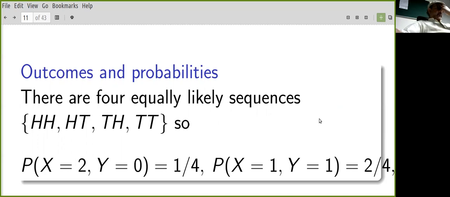So then we can get the values for the joint PMF. F sub xy of 2, 0 is a quarter. F sub xy of 1, 1 is a quarter plus a quarter, 2 quarters. F sub xy of 0, 2 means 2 tails and no heads. That's equal to 1 quarter.